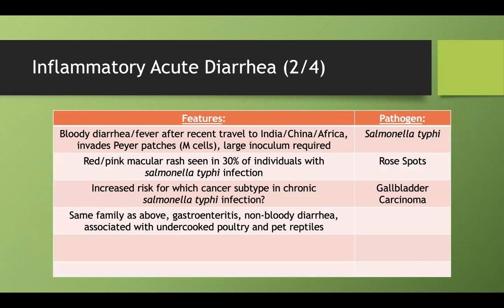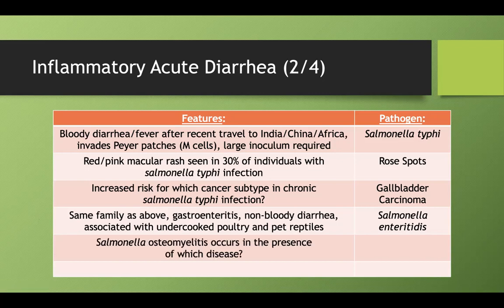What if you have somebody from the same family that we've been talking about here, and they present with gastroenteritis and non-bloody diarrhea? This is associated with undercooked poultry and pet reptiles. So this is Salmonella enteritidis. And keep in mind, this is not technically an acute inflammatory diarrhea. This one right here is non-bloody, so this is actually a watery diarrhea. I just wanted to put it in here so you can see the differences between the different subtypes of Salmonella that they like to test.